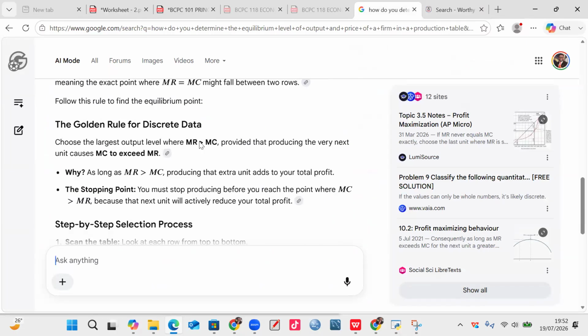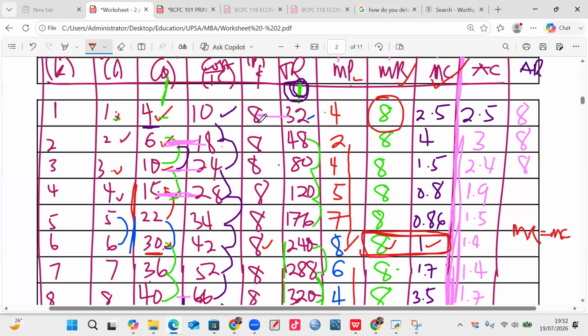Choose the largest output level where MR is greater than MC, provided that producing the very next unit causes MC to exceed MR. So we could say that, but you can find another way of solving it. Here, MC is change in total costs over change in output. So 10 minus 4 is 2.5. 18 minus 10, that's correct. Yeah, that's how we got it.